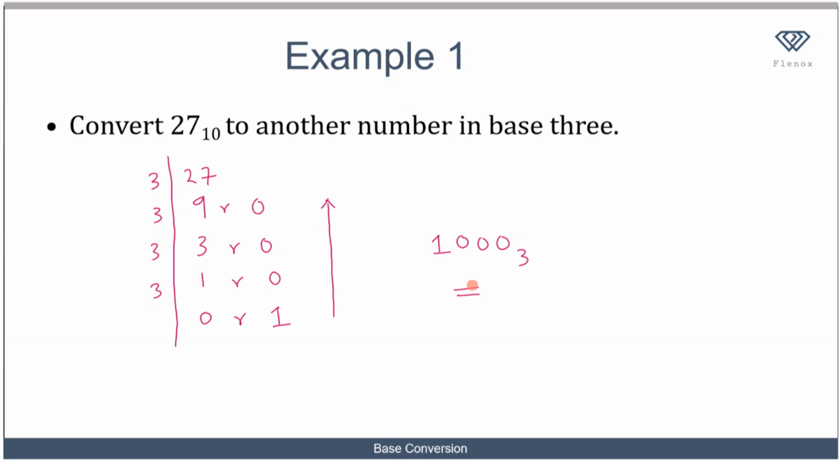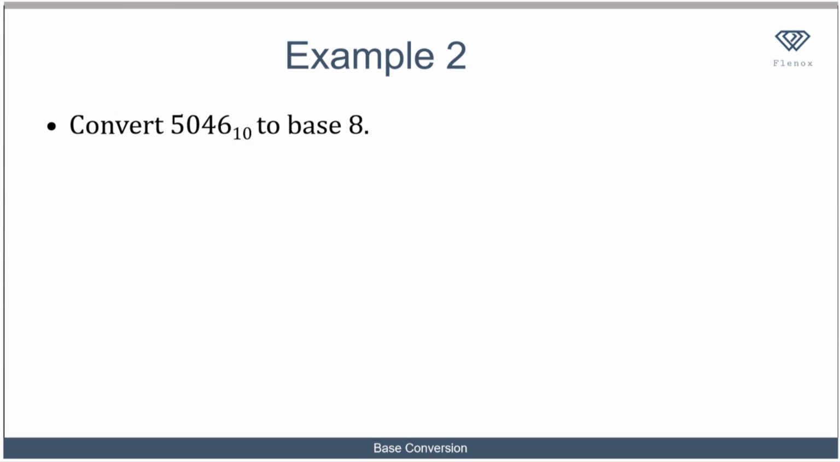Now let's look at another example. In this example, we are told to convert 5046 in base 10 to base 8. First, we divide using long division as we know. So we have 5046 and we are dividing by 8. When you divide this by 8, 8 into 50 you are going to get 6, 48, left with 2. Into 24, you get 3, then into 6, impossible, so you have 0, and the remainder is going to be 6.